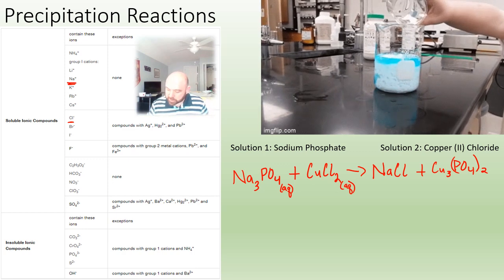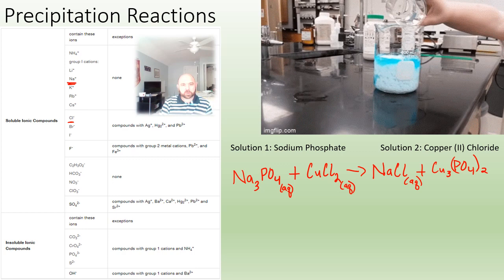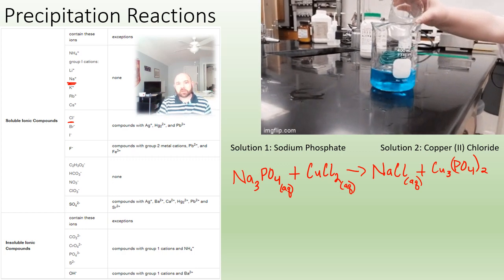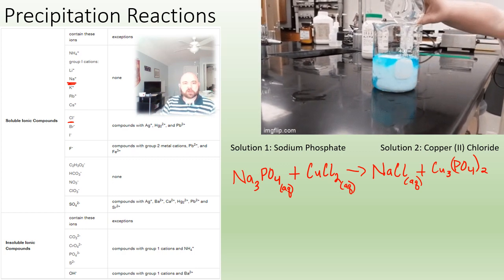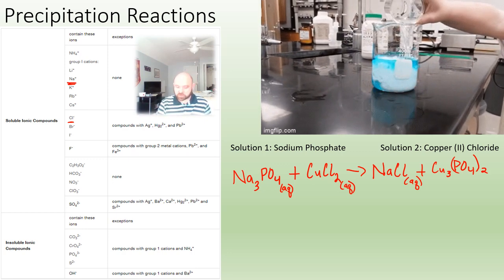Good old sodium chloride is definitely soluble. So that's the aqueous solution. That probably means our copper 2 phosphate is the culprit for the precipitate there, but let's make sure.